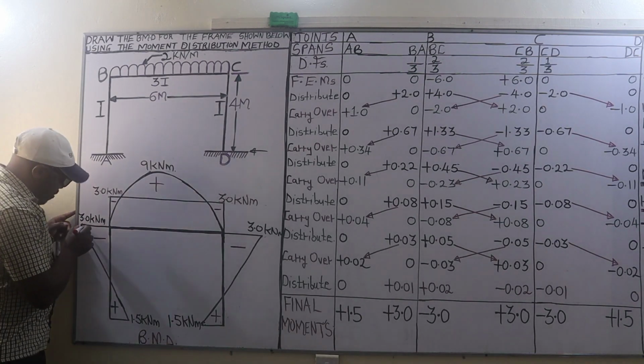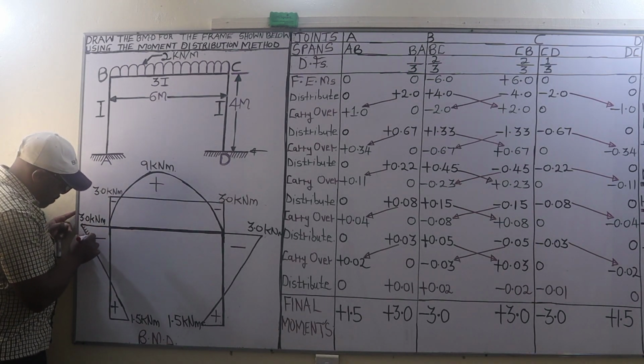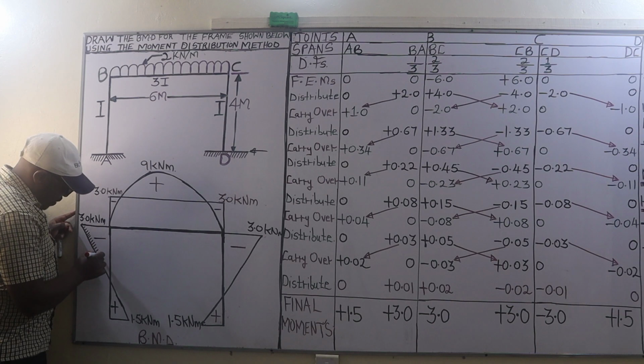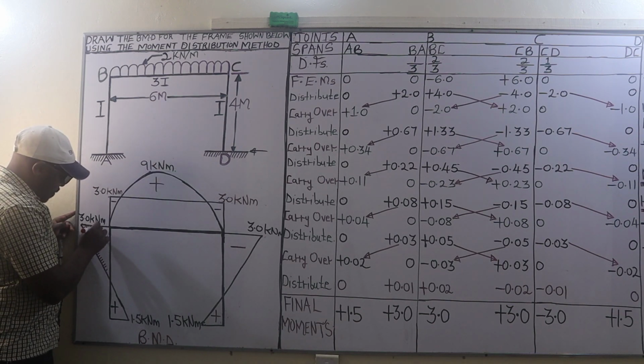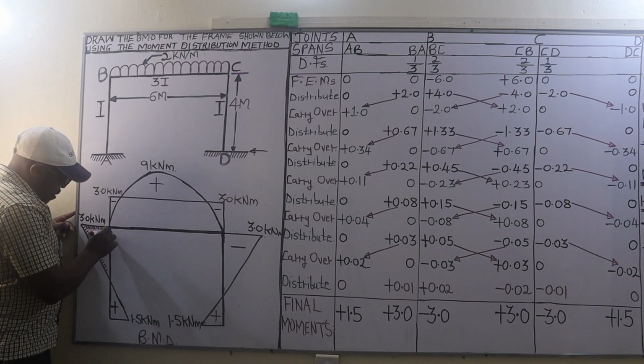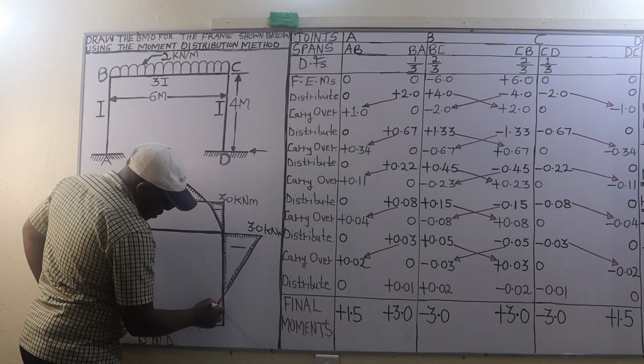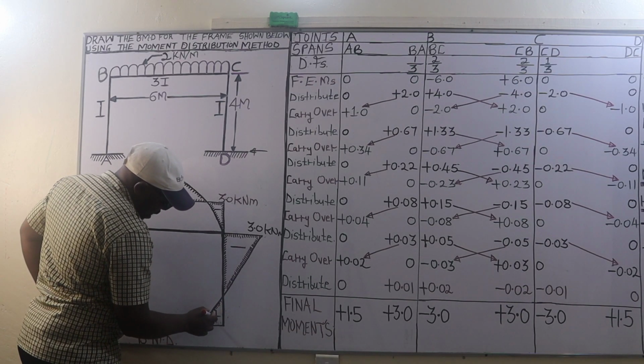Then I'm going to shade off the outline of my bending moment diagram so that it becomes clear, visible, smart, beautiful, etc. So guys, that's how we shade off the outline of our bending moment diagram.